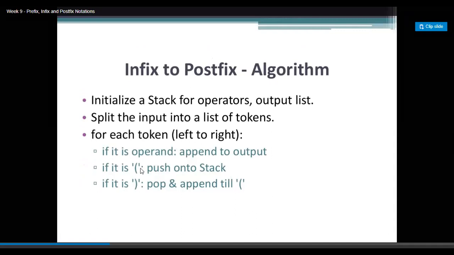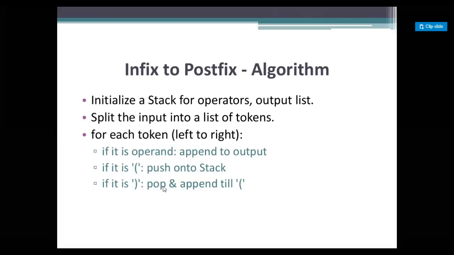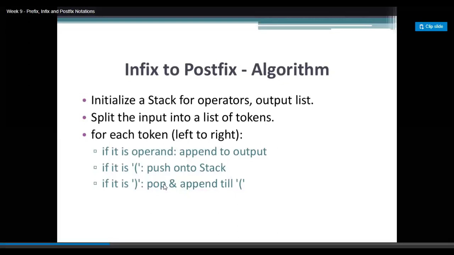If it's a first bracket, that is an opening bracket, we push it into the stack. And if it's a closing bracket, we pop and append until we get a first bracket. I know this sounds a little bit complicated, but let's just go to an example and you'll see this is actually very simple.